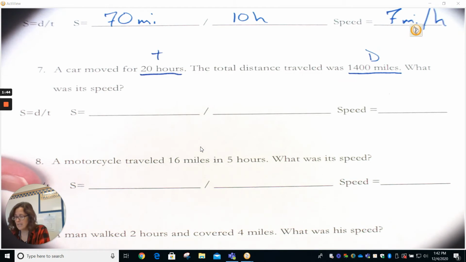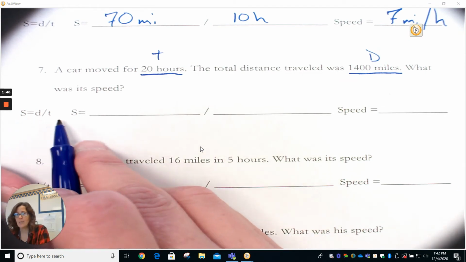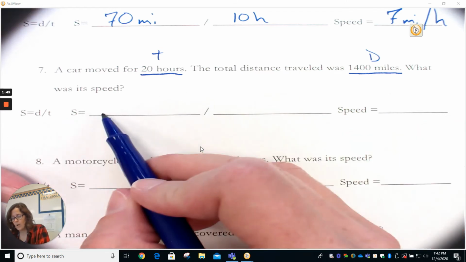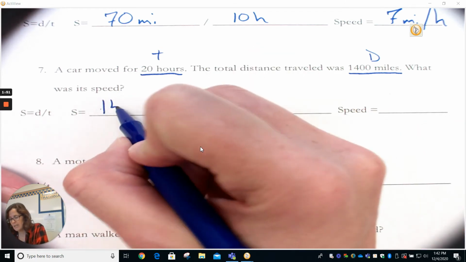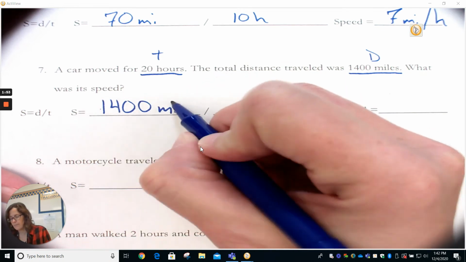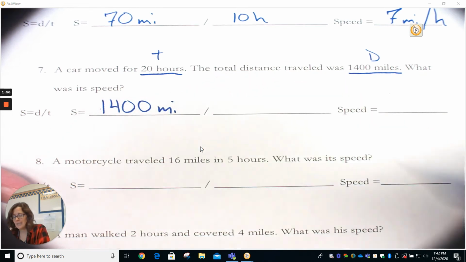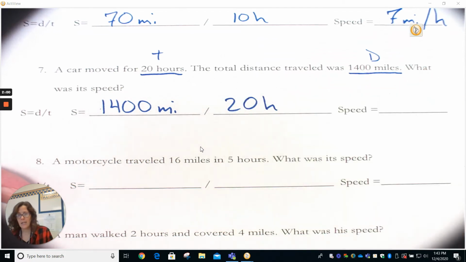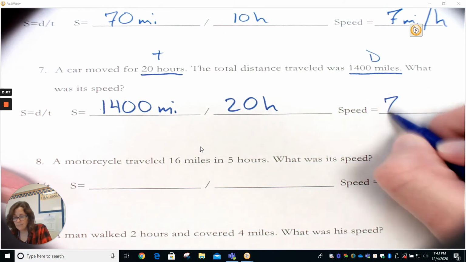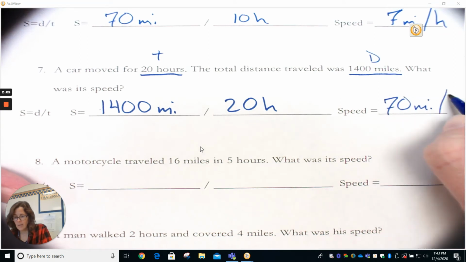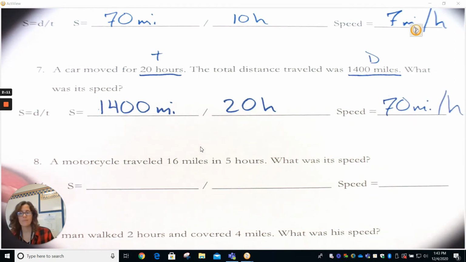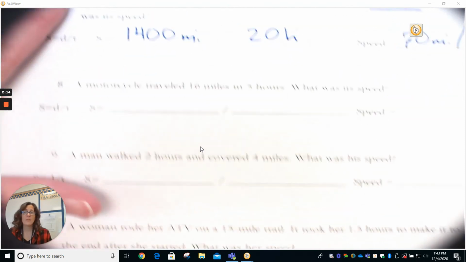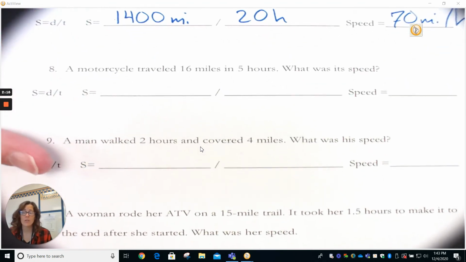We need to figure out its speed, and speed equals distance divided by time. So our distance first, 1,400 miles. Our time is 20 hours. Okay, we do that math, 1,400 divided by 20 equals 70 miles per hour.